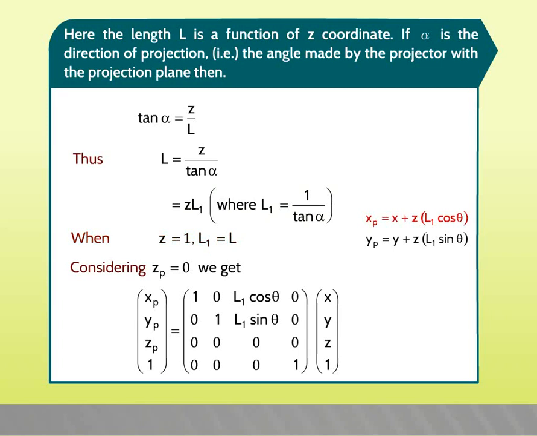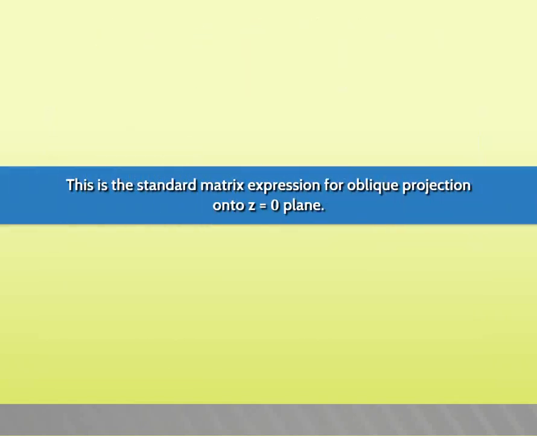xp is equal to x plus z into L1 cos theta. yp is equal to y plus z into L1 sin theta. Considering zp is equal to 0, we get this, the standard matrix expression for oblique projection onto z is equal to 0 plane.